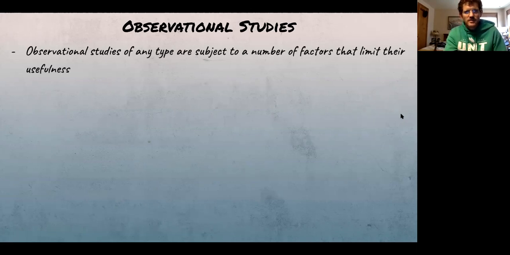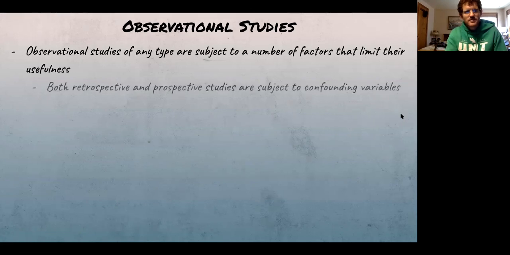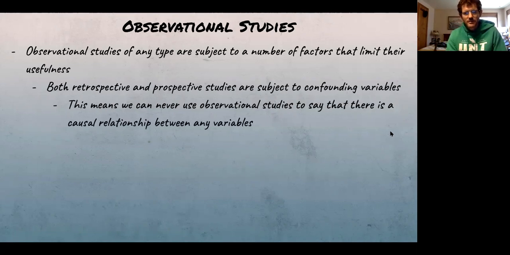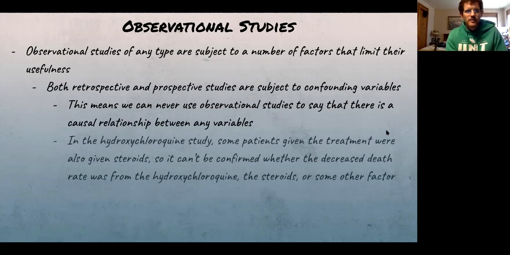So observational studies are subject to a number of factors that limit their usefulness. They are subject to confounding variables. So we can never use observational studies to say that there is a causal relationship between any variables. Going back to the hydroxychloroquine, we can't say that that caused death rates to go down because there were confounding variables. Some of those patients that got hydroxychloroquine were also given steroids. So it can't be confirmed whether it was due to the hydroxychloroquine or steroids or some other factor. There could have been all kinds of things. It was not a controlled experiment. It was just an observation.